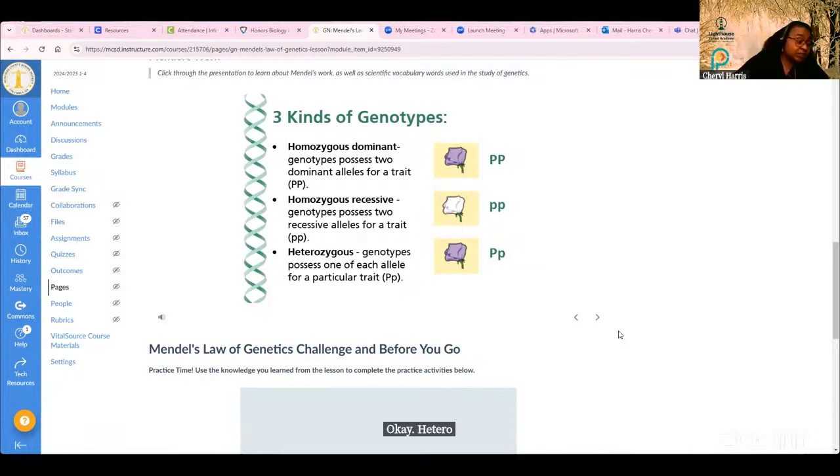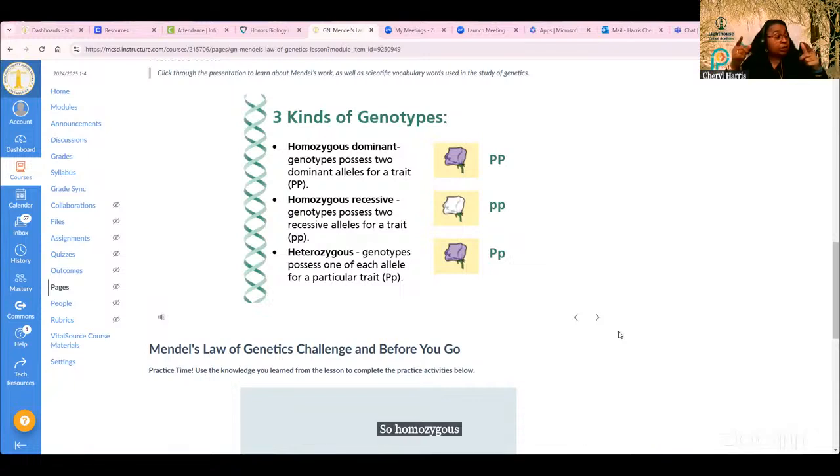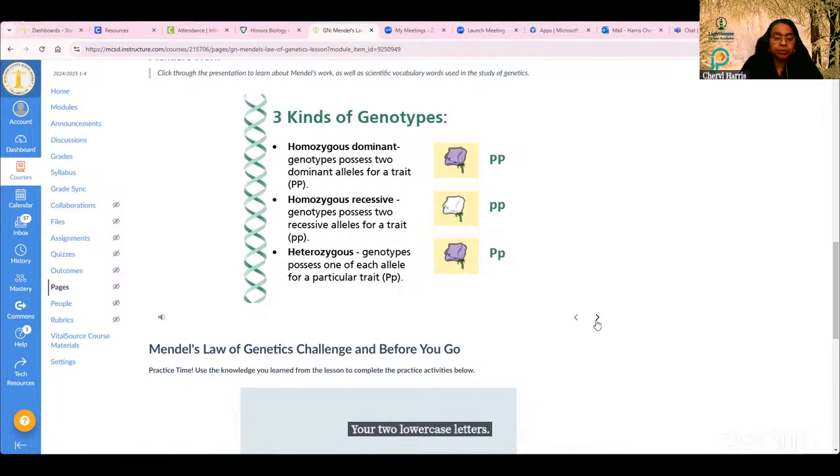Heterozygous is they're different. So you have one dominant, one recessive. Hetero means different. Homozygous means the same. So homozygous can be dominant, your two capital letters, or it can be homozygous recessive, your two lowercase letters. So again, a lot of vocabulary.